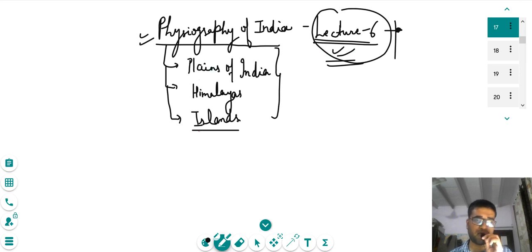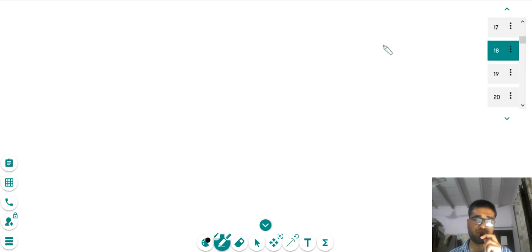Number 1 is the plains of India, Great Plains. The second one is the Himalayas, and third one is the island territories. So these three topics are left in physiography of India, and we will try to do all these three. So let us start with the first one, that is the plains of India. So Great Plains of India.